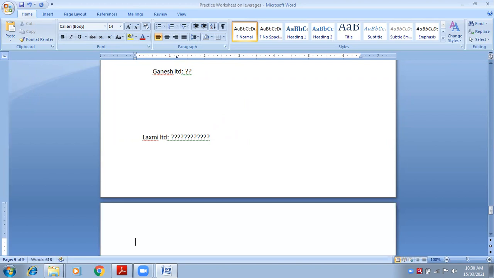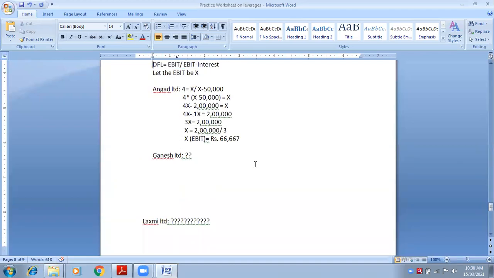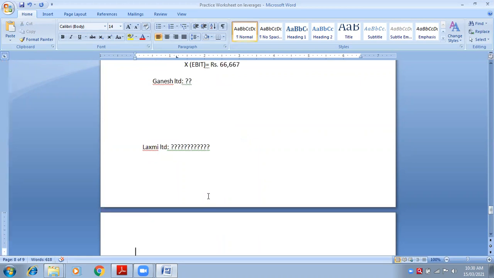But later on, right now, let us complete Angad Limited first. Leave a few lines. See how many lines will be required: 1, 2, 3, 4, 5, 6, 7. So you can leave 8 lines, no? Leave 8 lines for Ganesh Limited, leave 8 lines for Lakshmi Limited. You are going to do it yourself. Now, EBIT is given, EBIT is there with us.